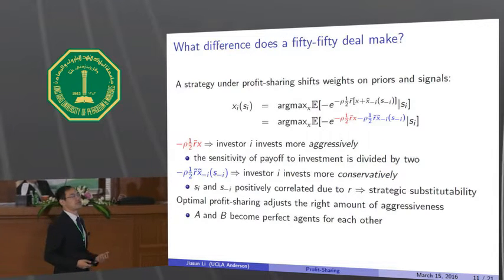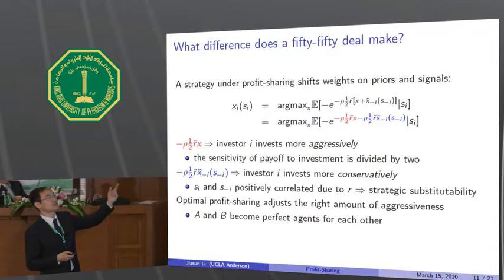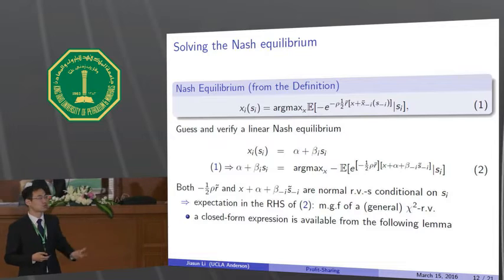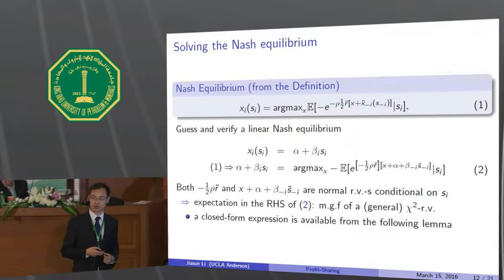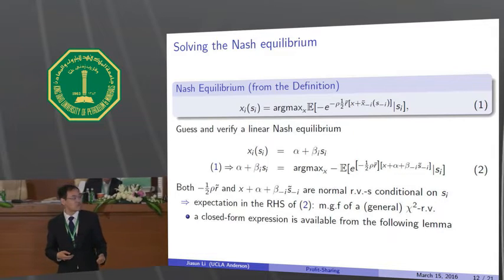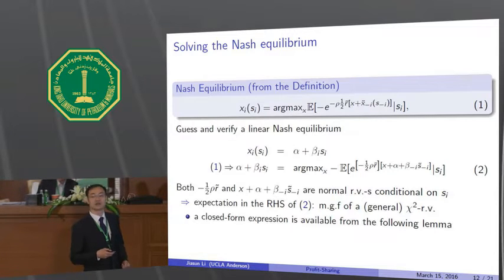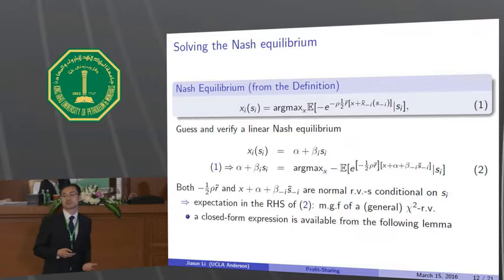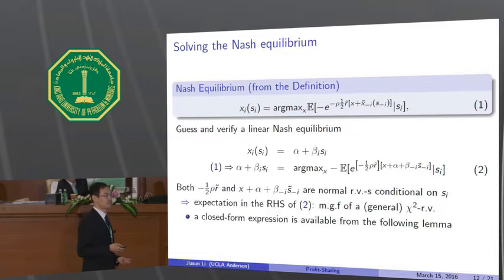So if we try to calculate the Nash equilibrium, then under this case, I can just use a guess and verify approach. I conjecture that my investment strategy function is an affine function of the private signal that I have. Then I just plug in the definition of the Nash equilibrium and use a method of undetermined coefficients.